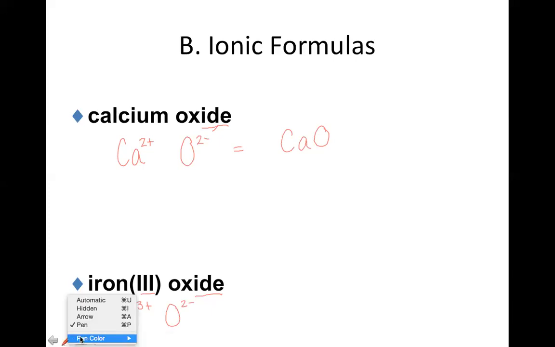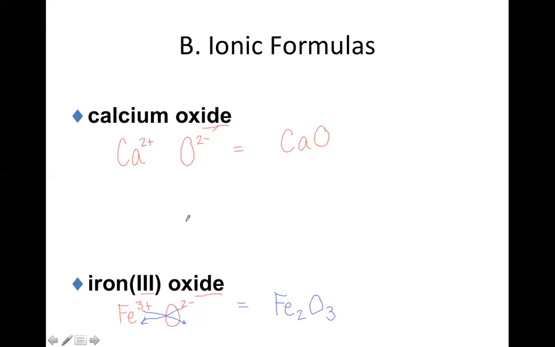Now from there, do we crisscross or cancel? We have a 3+ and a 2-. Those won't cancel, so we've got to crisscross. Remember, just cross the numbers, not the positive or negative sign itself. So we have Fe2O3. And really the reason for crisscrossing here is, again, you need the total compound, like the oxidation numbers, to add up to give you 0.